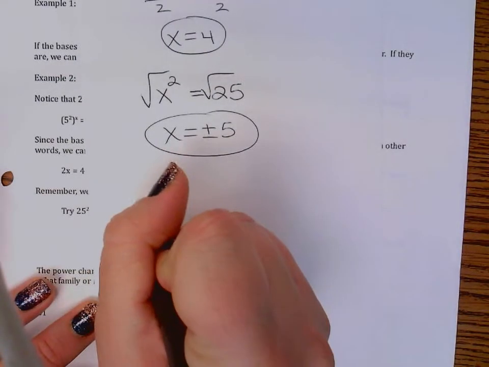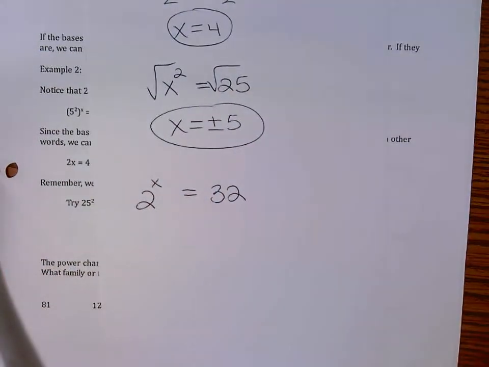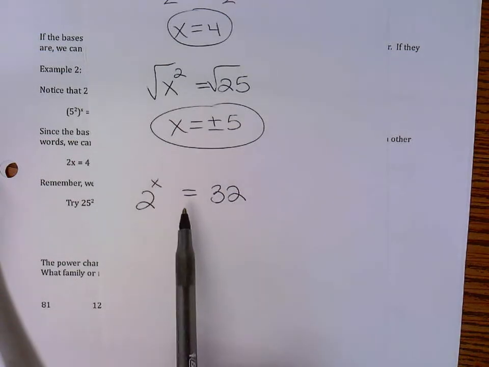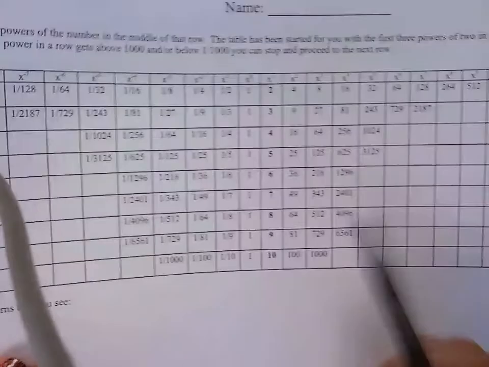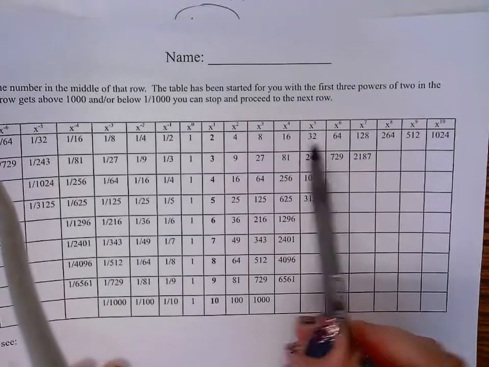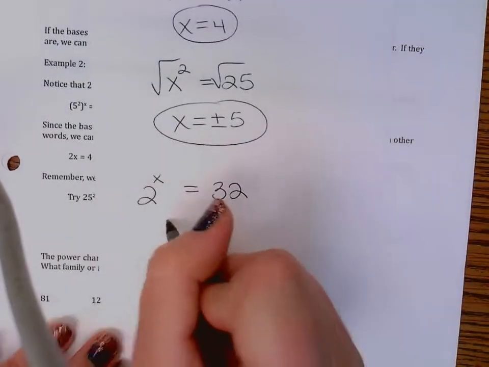So if I ask you 2 to what power is 32, what operation can I do to both sides? I can't divide by 2 to get the answer. I can't multiply by 32 or subtract. I can't do an operation right now. I don't know the inverse to exponential functions. This you could solve in your head using mental math because it's in the table of powers. If you look for 32 in the table of powers, 2 to the 5th power is 32. So x would have to be 5.